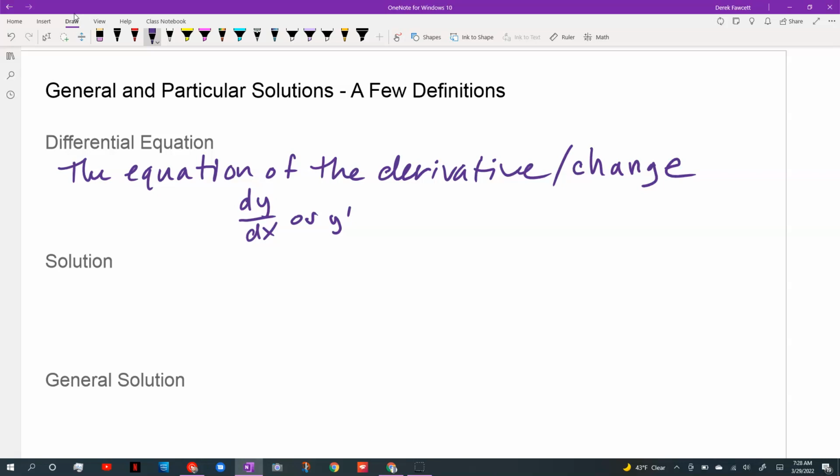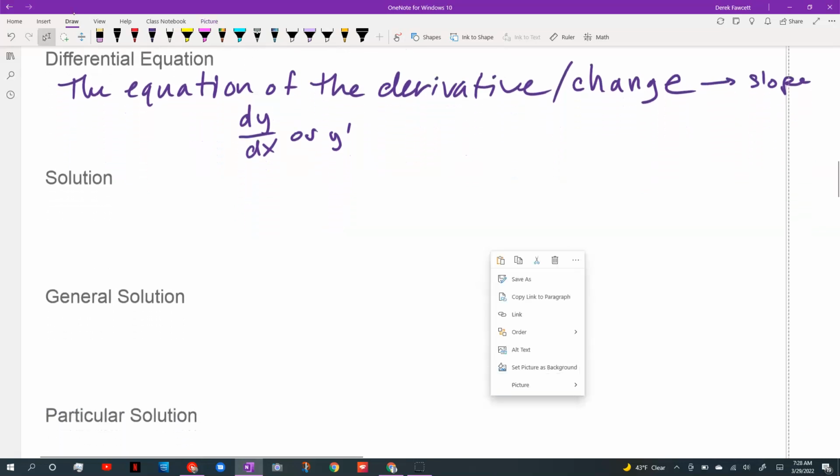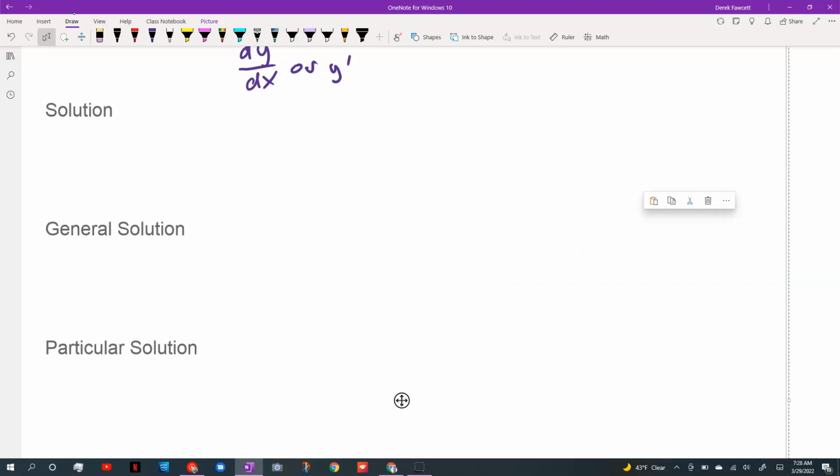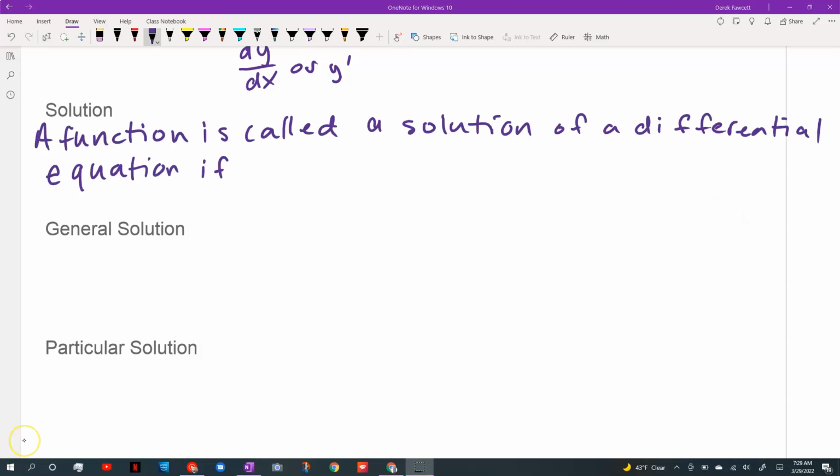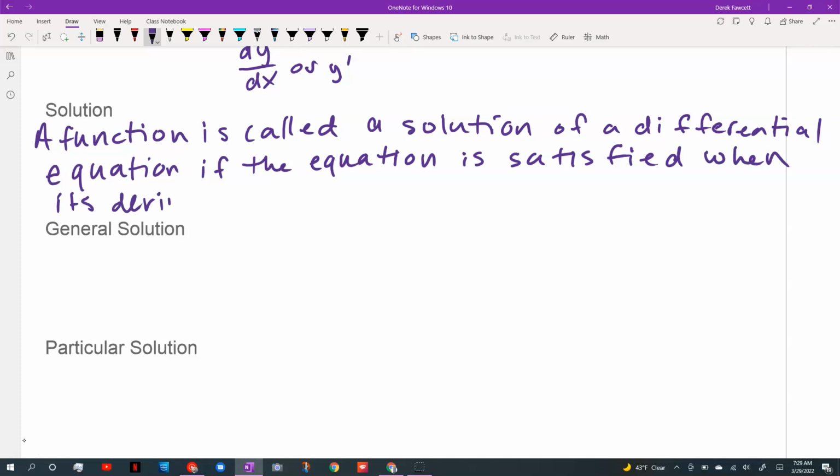And understanding the change, which is the same thing as the slope, is extremely important when we're talking about slope fields. Now, a function is called a solution of a differential equation if the equation is satisfied when y and its derivatives are replaced by f of x and its derivatives, right? So I'm going to write that down so that you can copy it. A function is called a solution of a differential equation if the equation is satisfied when y and its derivatives are replaced by f of x and its derivatives.